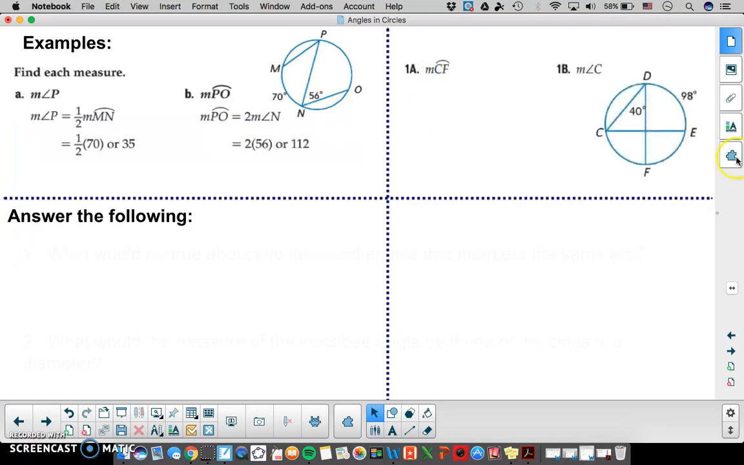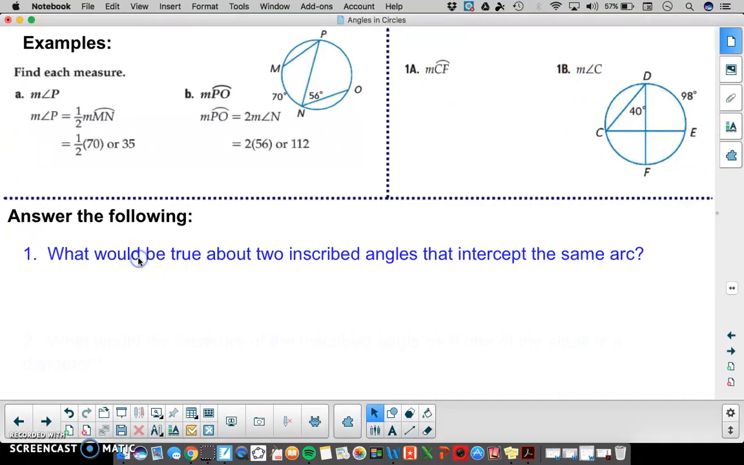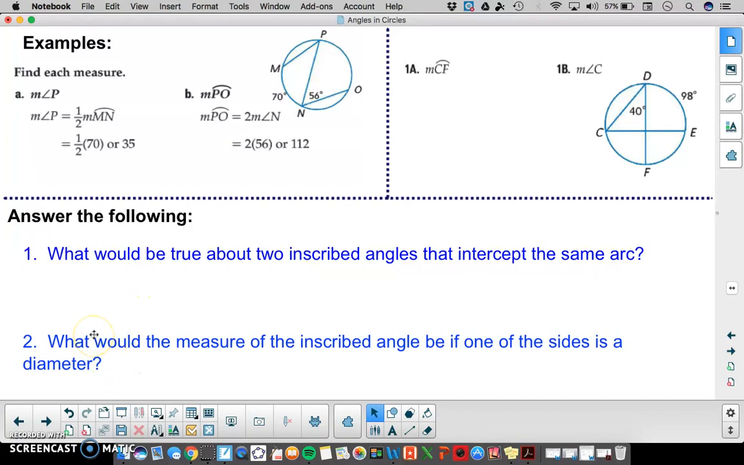Okay, I have this circle here that I want you to find arc CF and the measure of angle C. To answer the following: what would be true about two inscribed angles that intercept the same arc? Try drawing this out and seeing what you come up with. And what would be the measure of the inscribed angle if one of the sides of that angle is a diameter? Again, try drawing this out and seeing what you come up with.